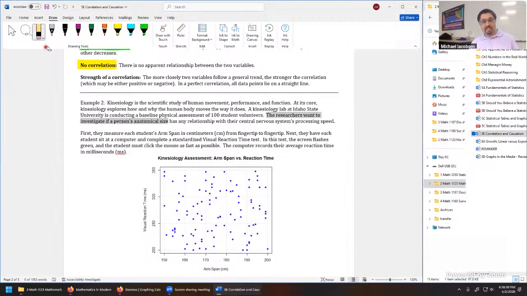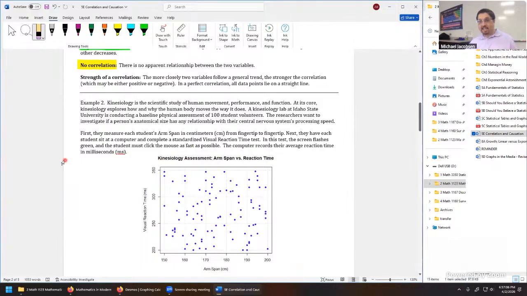And you know what's kind of surprising to me, but the more you think about it, they're trying to relate central nervous system processing speed, so they have to have a good way to measure that, with how big a person is, their anatomical size. And so the more we think about that, I don't know if your central nervous system is faster or slower if you're bigger or smaller, or vice versa. This should be a picture of no correlation.